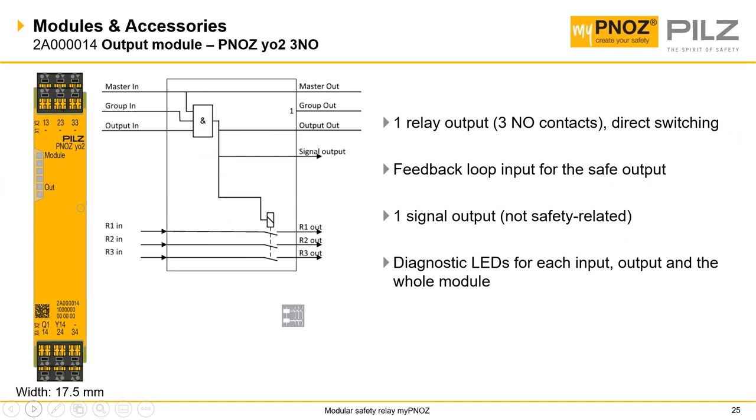The next module is the PNOZ YO2 3NO output module. It has one relay output with three normally open contacts, with the common features of feedback loop and signal output as previously stated. I just want to again mention that because the myPNOZ Creator tool automatically selects the modules, I don't want to waste time going into great detail on these. However, if you do need more information, it can be found via the Creator tool itself or directly at the pilz.com website.